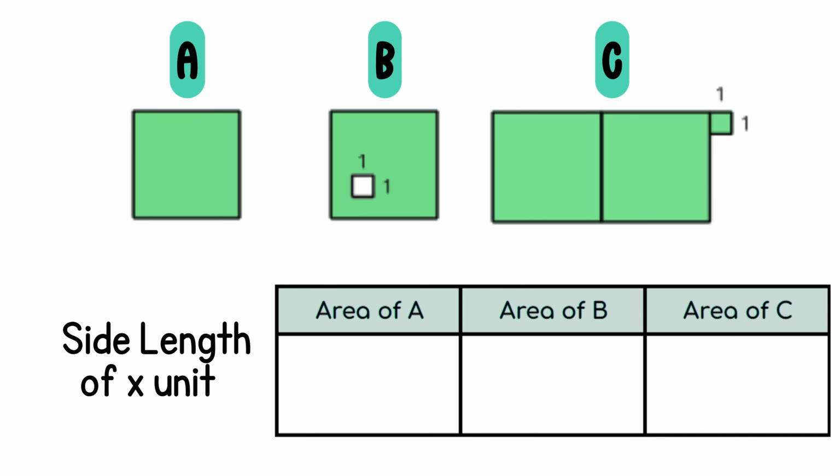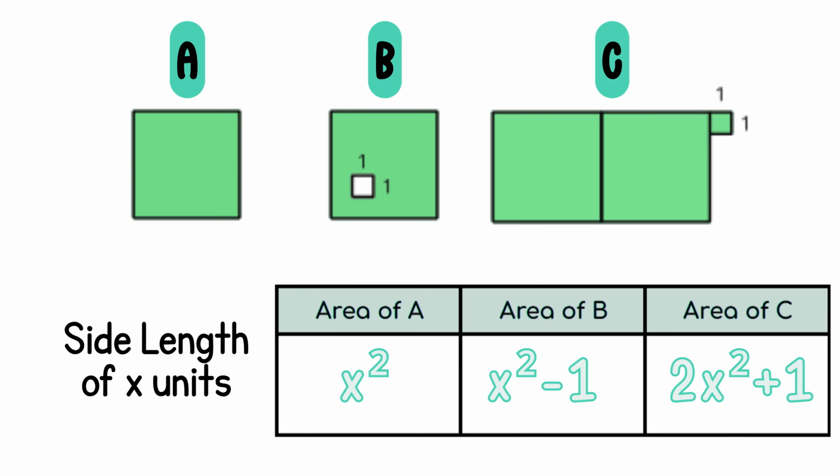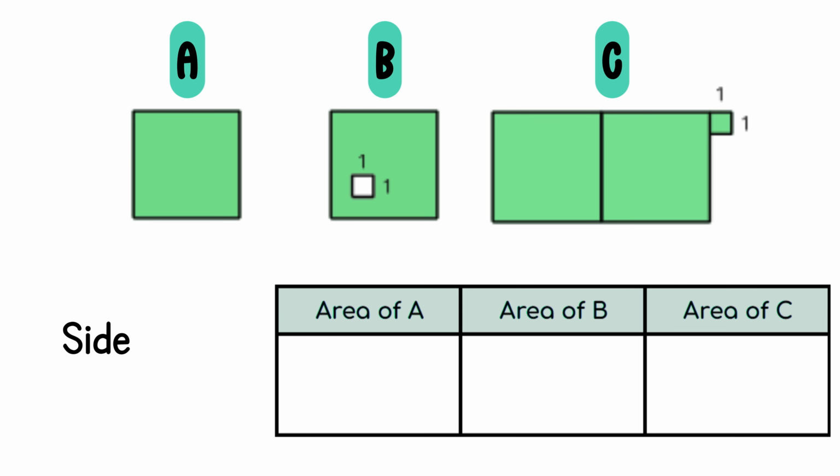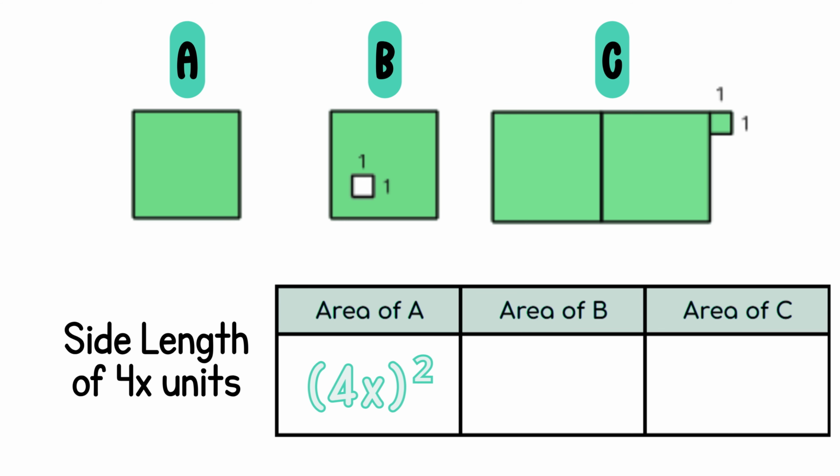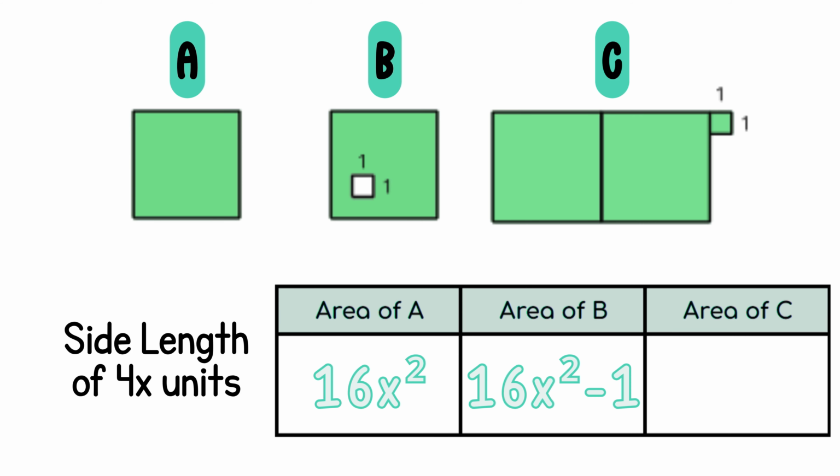Now let's find the area when the length is x units. So the area of A would be x squared, and the area of B would be x squared minus that 1, and then the area of C would be 2 times the x squared plus the 1 added on. Now we'll find the area when the side length is 4x units. So the area of A will be 4x squared, or 16x squared after we simplify. So the area of B will be 16x squared minus the 1 we removed. And the area of C will be 2 times the 16x squared, which will be 32x squared after we simplify, and then we'll add the 1 that's added on at the end.